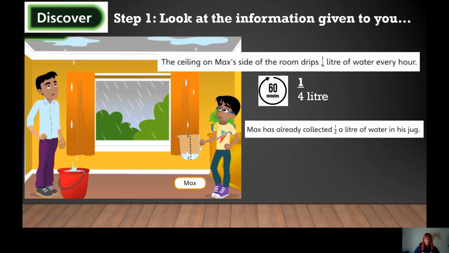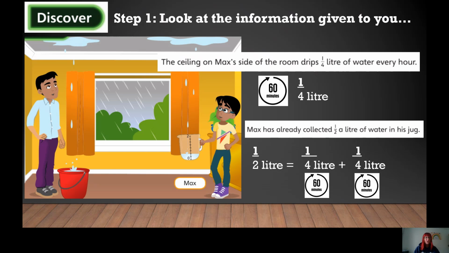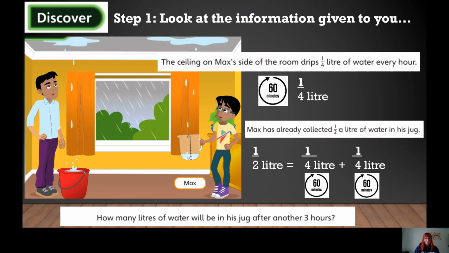Okay, so with that in mind, let's have a look and see how half a litre looks. Oh yeah, so that's the same as a quarter and a quarter. In other words, after 2 hours of dripping, Max has collected half a litre, 2 lots of a quarter. We're good with that. So what's the problem? What's the question?